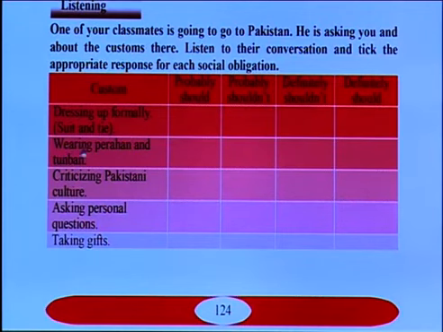The second one is wearing پیراهن and تنبان. Probably should, probably shouldn't, definitely shouldn't, definitely should. Which one is right? You can select one and tick. And criticizing Pakistani culture.